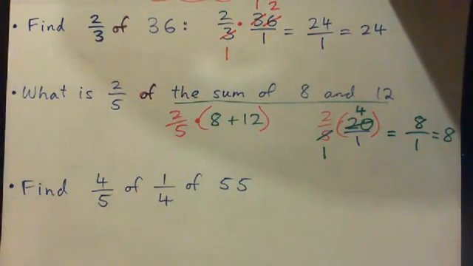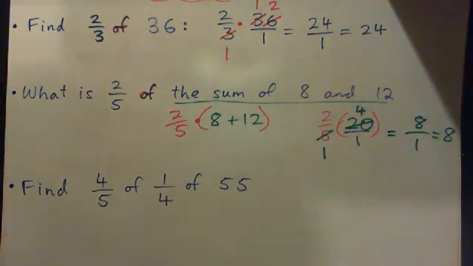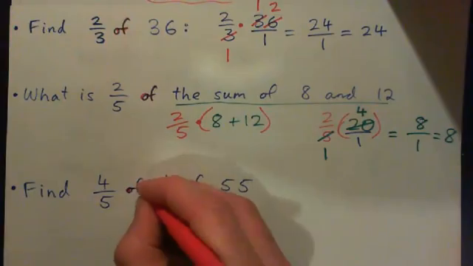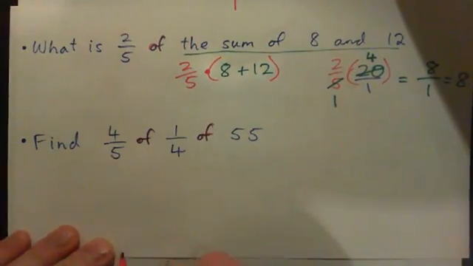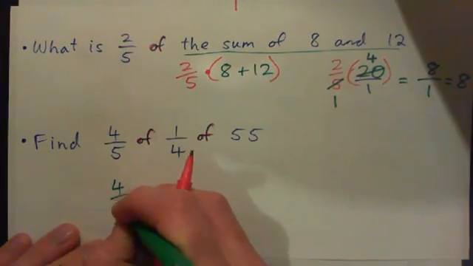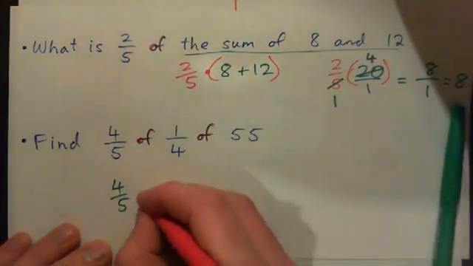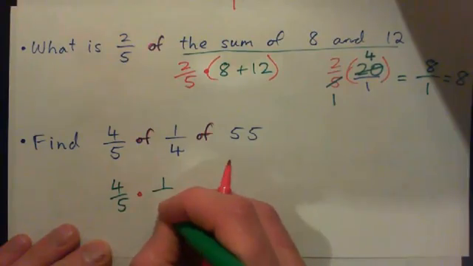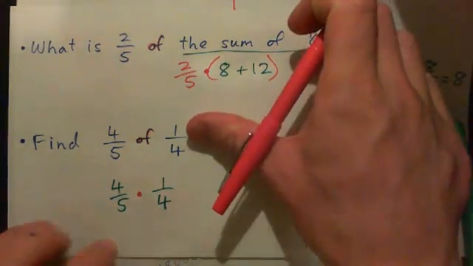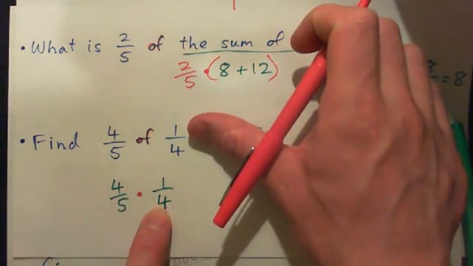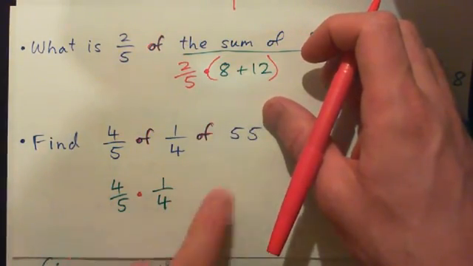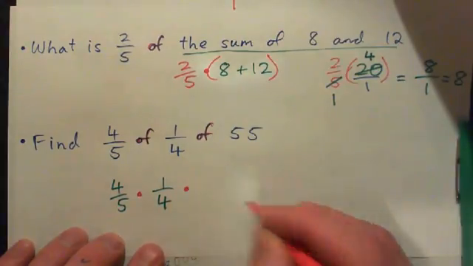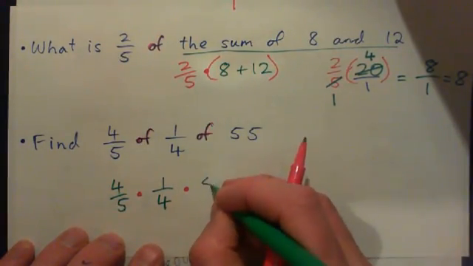How about this guy? 4/5 of 1/4 of 55. There's 2 "of"s in there. And to turn that directly into math, here's what you do. You'll probably guess it. 4/5 times 1/4. Because 4/5 of a quarter is 4/5 times a quarter. And then this "of" 55 is times that by 55.